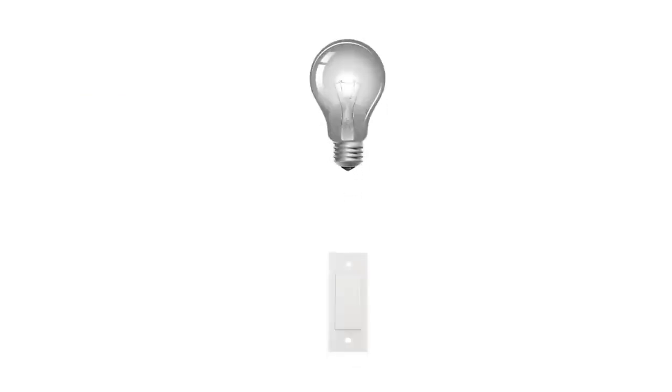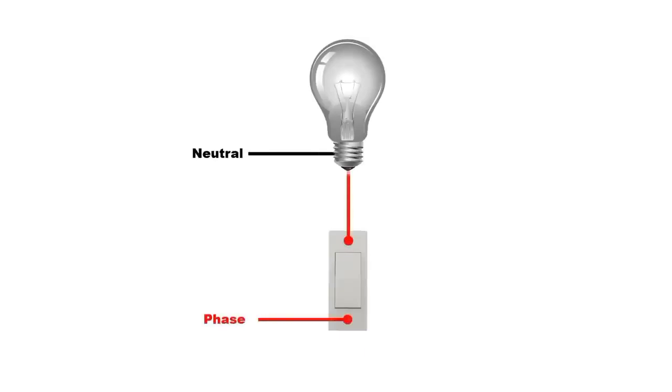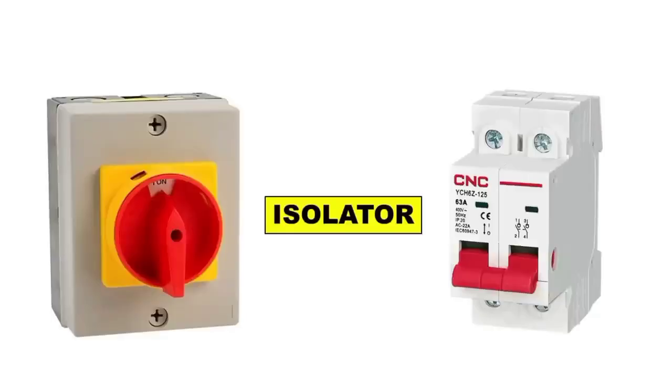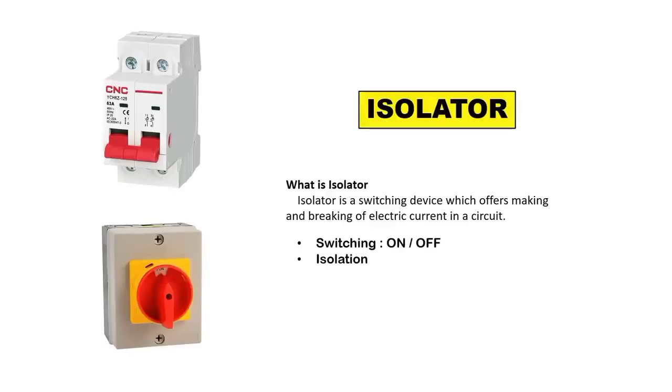Isolator is just only a type of switch. In your home, to turn on and off a bulb, you use a switch. Same as switch is your isolator. You can even call this switch as isolator also. You will not get any kind of protection through this isolator.